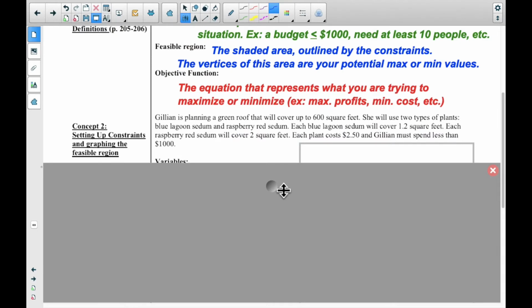Okay, so I have an example here, and that is an example of a situation that might actually occur. So this person, Gillian, is planning a green roof that will cover up to 600 square feet. She will use two types of plants, blue lagoon sedum and raspberry red sedum. Each blue lagoon sedum will cover 1.2 square feet. Each raspberry red sedum will cover 2 square feet. Each plant costs $2.50, and she must spend less than $1,000. Okay, we need to be able to read through this problem and decide what are our variables, what are our constraints, what is our objective function, and we need to break it down.